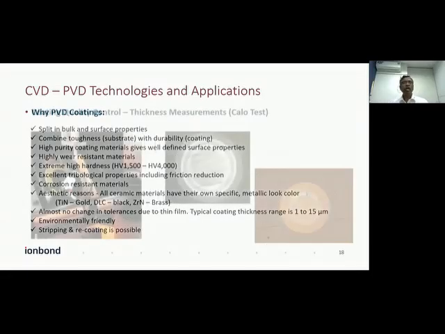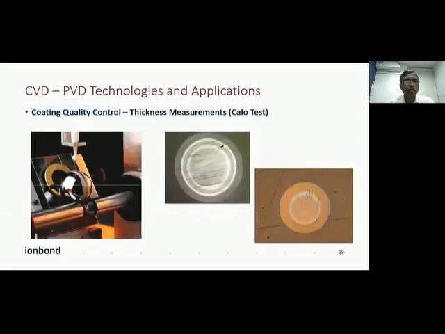So now I will come to the coating thickness, means characterization of these thin film coatings. There are basically three characterizations being carried out. One is coating thickness, second is adhesion, and third is the hardness of the coating. All these measurements are destructive tests.